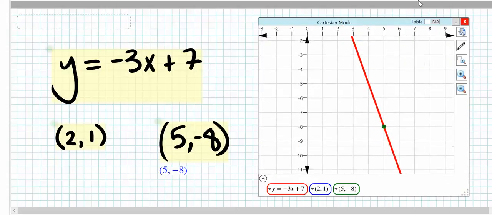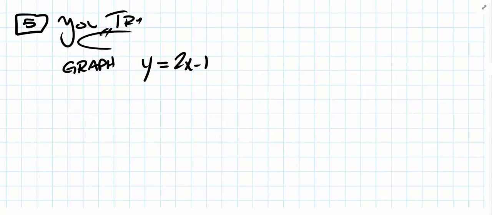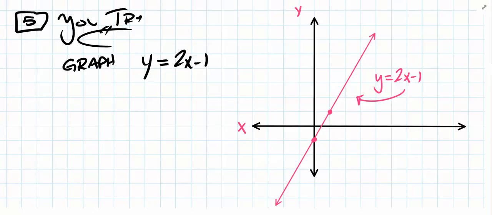Okay, you try in your groups right now, go ahead and set up a graph and graph the line y equals 2x minus 1. Okay, so hopefully you guys have the same graph I do, right? I have a slope of 2, I have a y-intercept at negative 1, I have those 2 points on there, and it should look something very, very similar to mine.